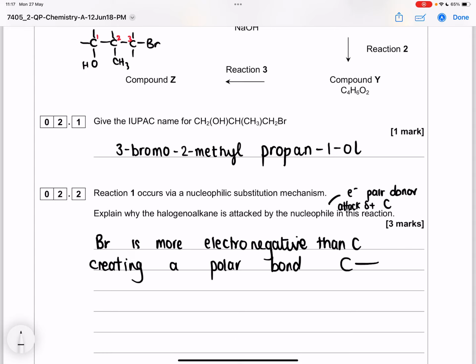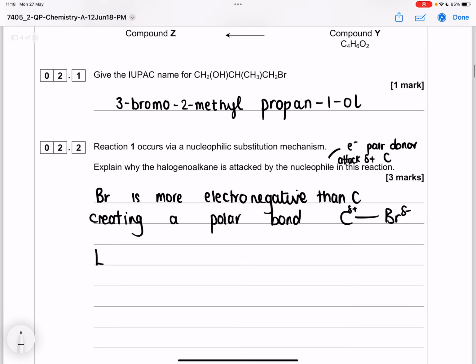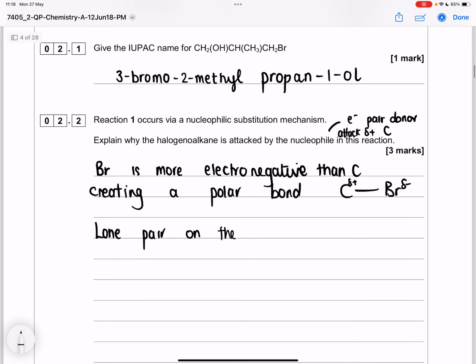So if we have a look, C, Br, we've got delta minus there, delta plus here. Which means the lone pair on the nucleophile can be donated, because the definition is it's a donor, to the delta plus carbon.